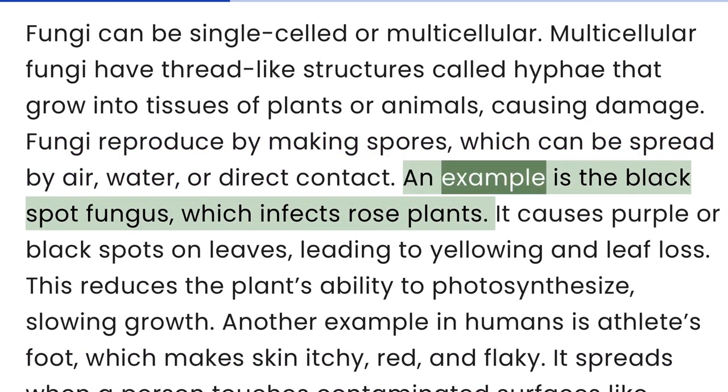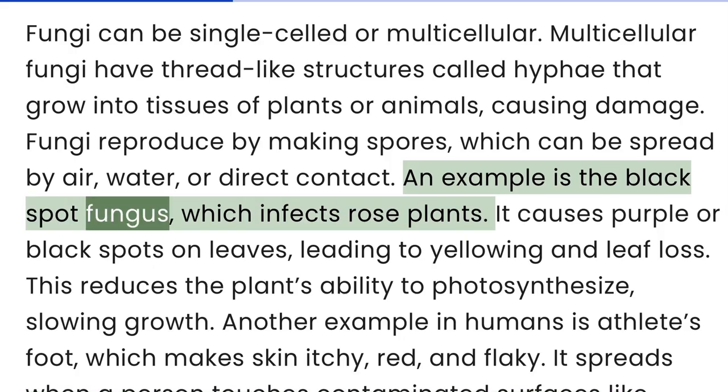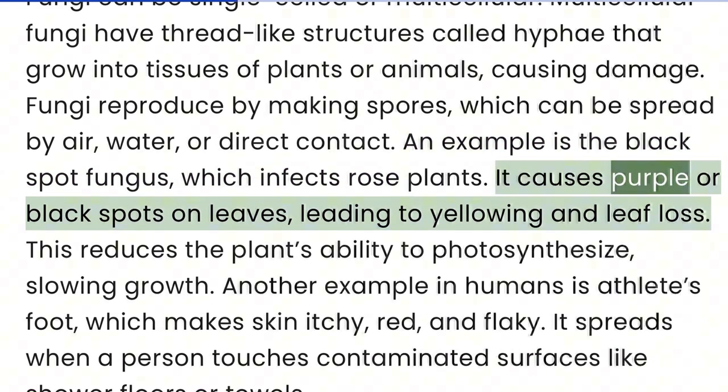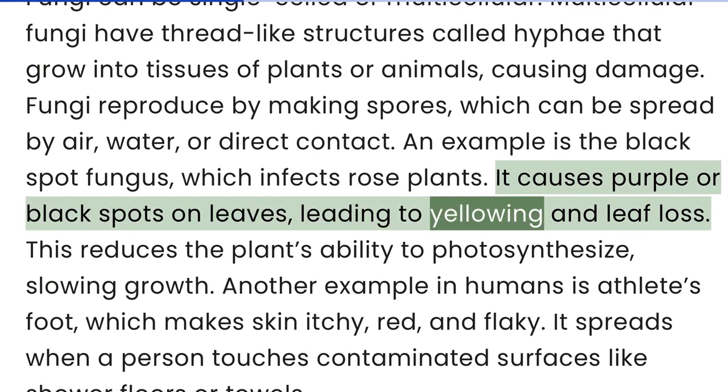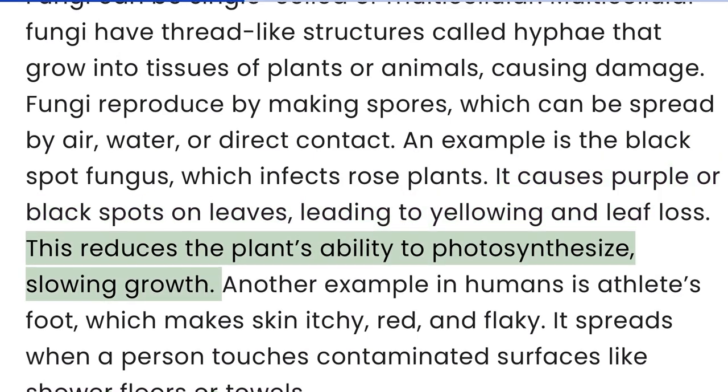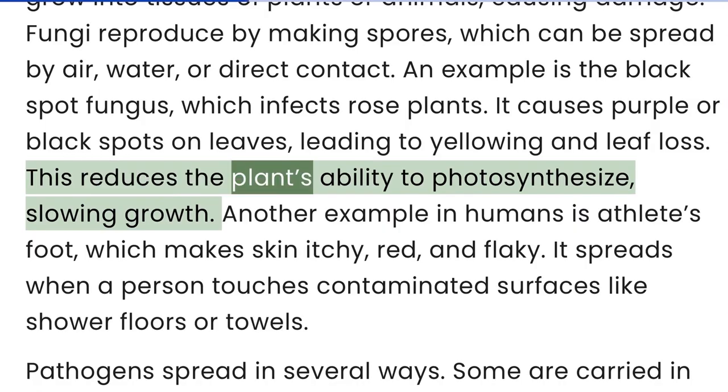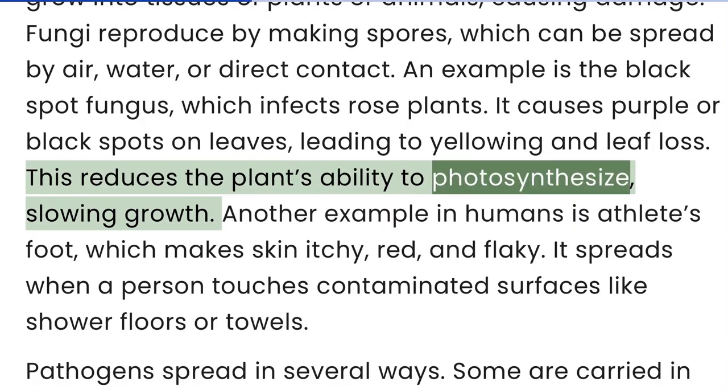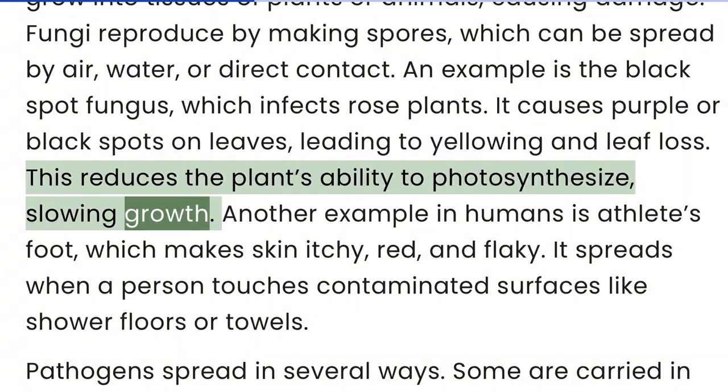An example is the black spot fungus, which infects rose plants. It causes purple or black spots on leaves, leading to yellowing and leaf loss. This reduces the plant's ability to photosynthesize, slowing growth.